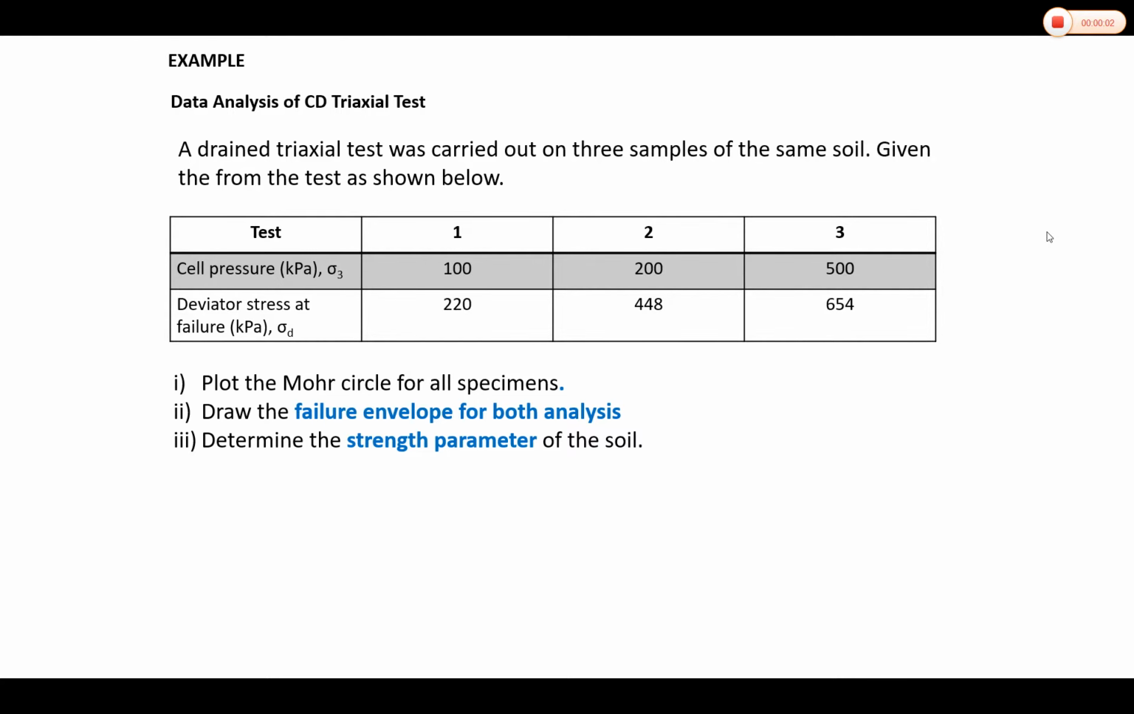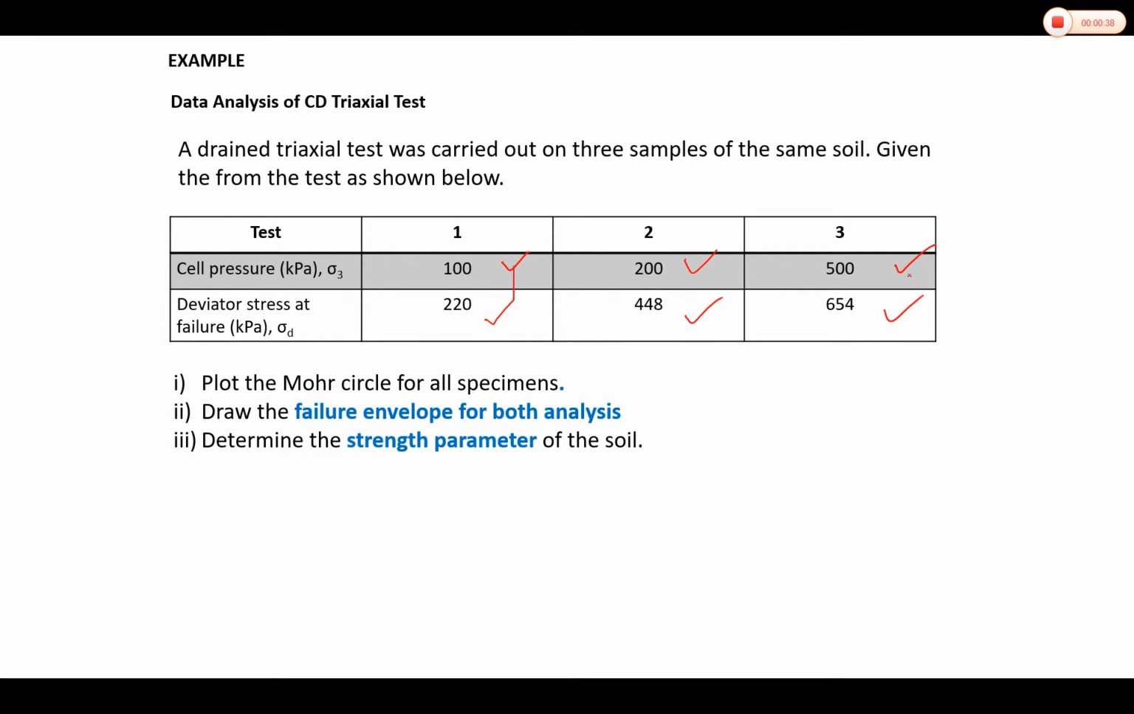Okay, so let's take a look at one example: the data analysis of a CD triaxial test. A drained triaxial test was carried out on 3 samples of the same soil, with data from the test shown below. The cell pressure sigma 3 is 100 for sample 1, 200 for sample number 2, and 500 for sample number 3. And the deviator stress at failure, sigma D, is 220, 448 and 654.